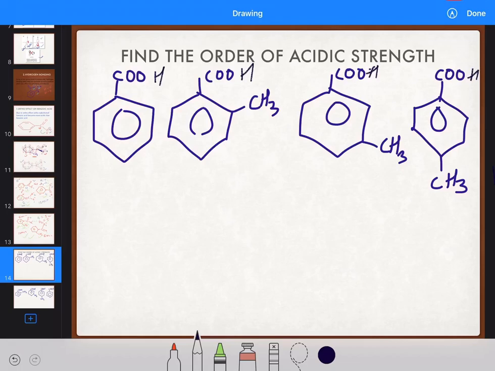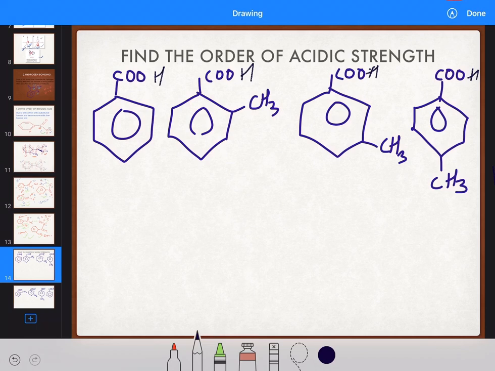Good morning everyone. In the last lecture, we covered up to the ortho effect and I hope you understood all those concepts. In this session, we will see the application of ortho effect. Okay. Now, this is the first question. Find the order of acidic strength.